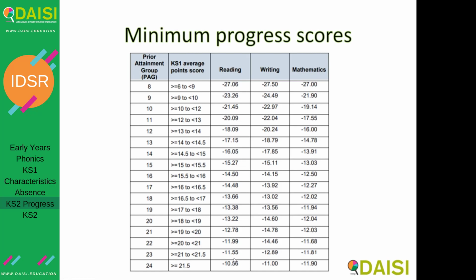You can see that the minimum progress scores are small for your high prior attainers, those with an average point score of 18 or above, and get progressively wider the lower down you go. So this is the government trying to stop the effect of outliers from bringing down the entirety of your school in one fell swoop. In the next video, we'll have a look at those pupils who did not get entered into the test.